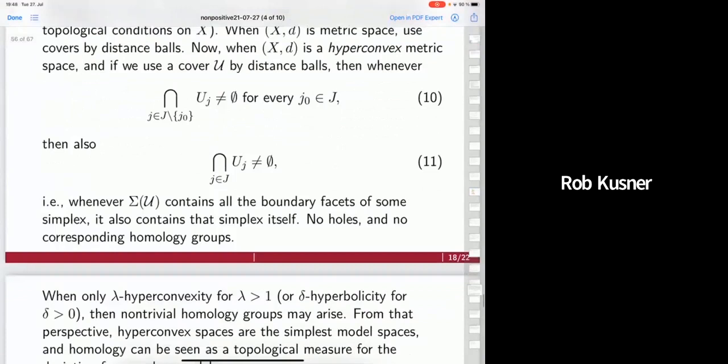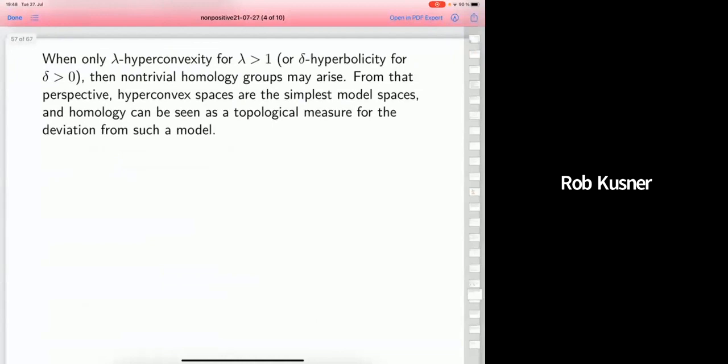So when we only require lambda hyperconvexity, then of course non-trivial homology groups may arise. But you can ask by how much you have to enlarge the radius of the ball to kill all these local homology contributions. And so from that perspective, hyperconvex spaces are the simplest model spaces, because you don't have any local homology from the corresponding Čech cover. And therefore, homology can be seen as a topological measure of the deviation from such a model, that is, from a hyperconvex space.